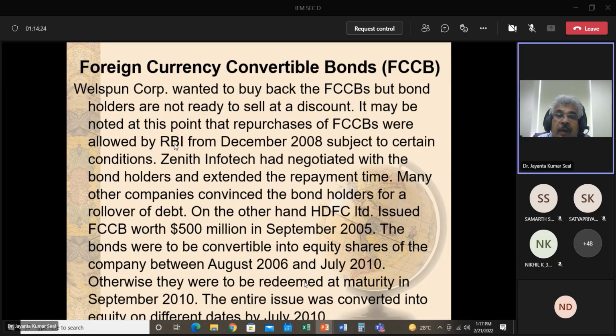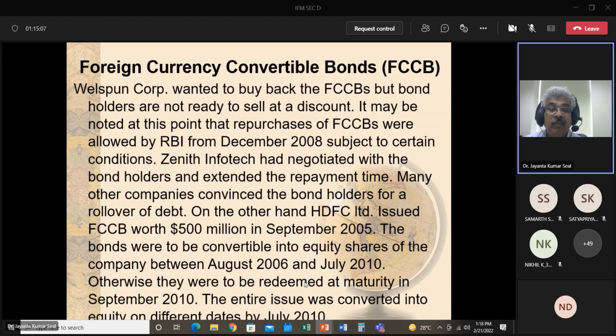So it may be noted that at this point, the repurchase of FCCBs was allowed by RBI from December 2008, subject to certain conditions. Zenith Infotech is one of the major cases; it negotiated with the bondholders and extended the repayment time. Many other companies convinced the bondholders for a rollover of debt. Okay, but there are exceptions also. On the other hand, HDFC Limited issued FCCB worth 500 million in September 2005. The bonds were to be convertible into equity shares of the company between August 2006 and July 2010. Otherwise, they are to be redeemed at maturity in September 2010.